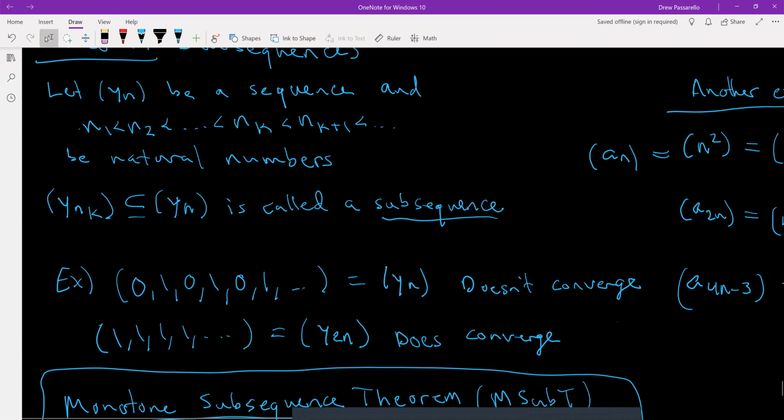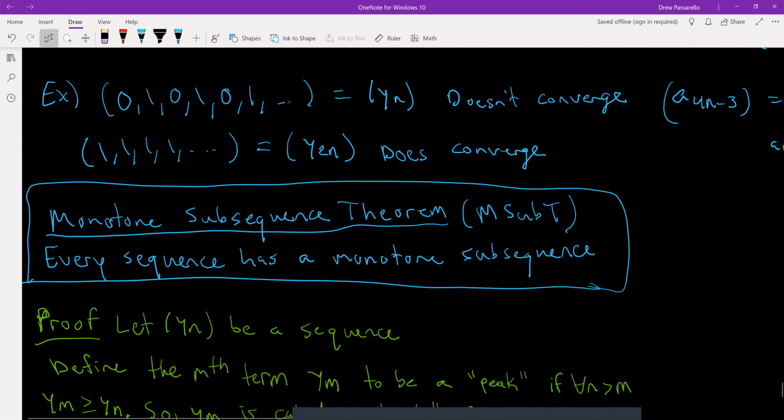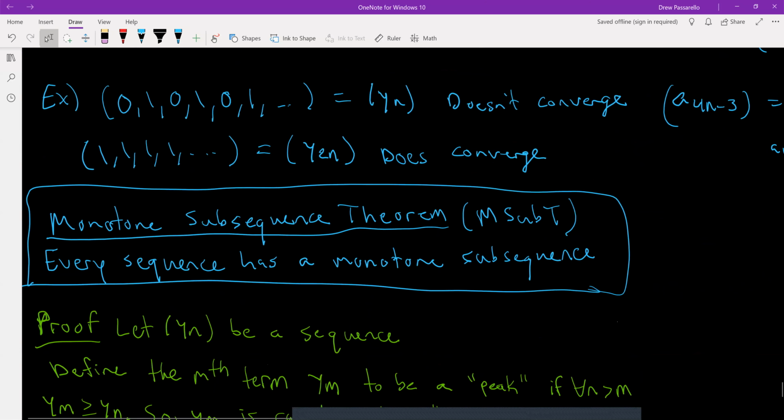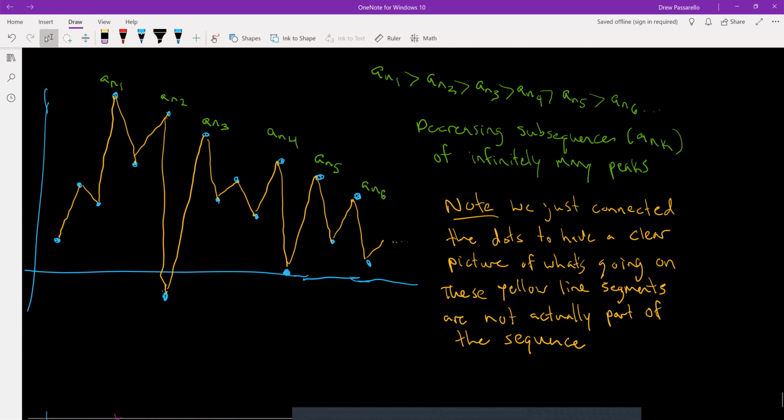Now I'm going to go on to the next theorem, which is called the Monotone Subsequence Theorem. The Monotone Subsequence Theorem says every sequence has a monotone subsequence. We call that monotone. You could be monotone increasing or monotone decreasing. And the proof of this is pretty clever. I think I'll go to the picture representation, the idea, first.